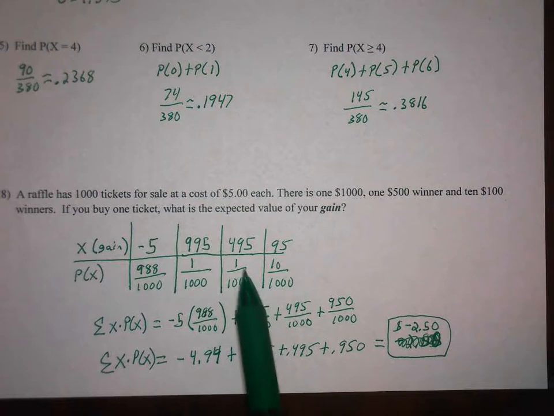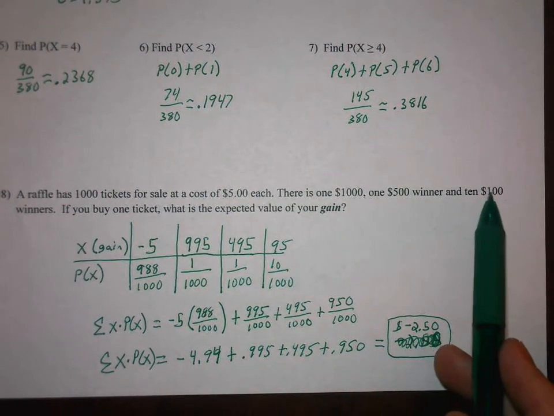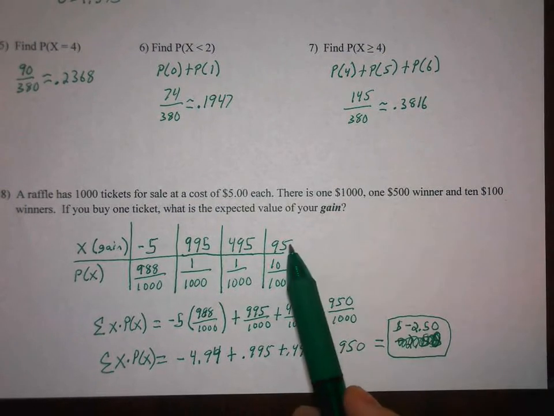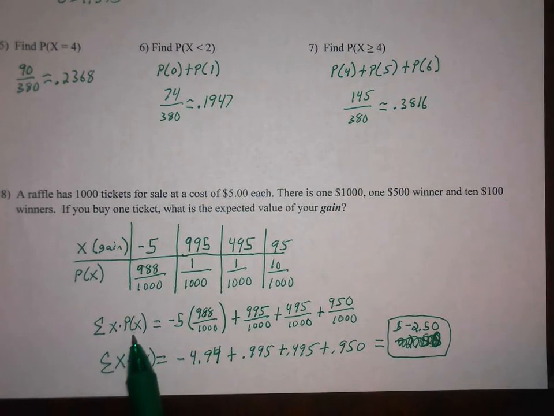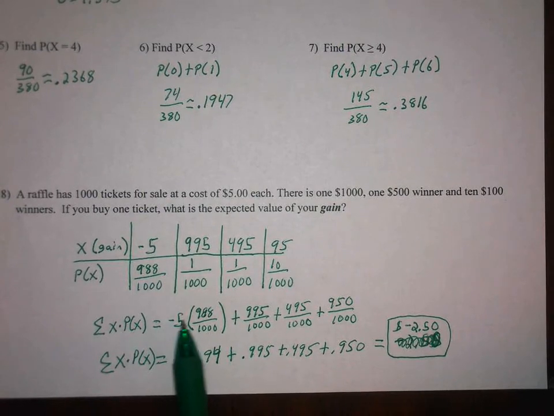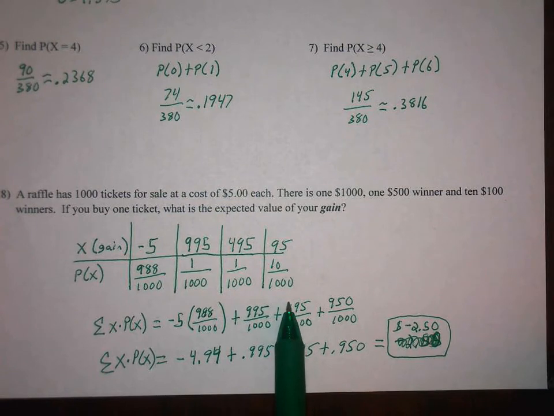The 495 is arrived at in a similar manner. And then the 95, well, there's 10 $100 winners. So you have a chance to win $95 10 out of 1,000 times, because there's 10 of those winners. So when you take X times P of X, so multiply -5 times the probability of -5, and then add 1 over 1,000 times 995. I simplified that and just wrote it as 995 over 1,000. And then 495 times 1 over 1,000 is 495 over 1,000, and so on.